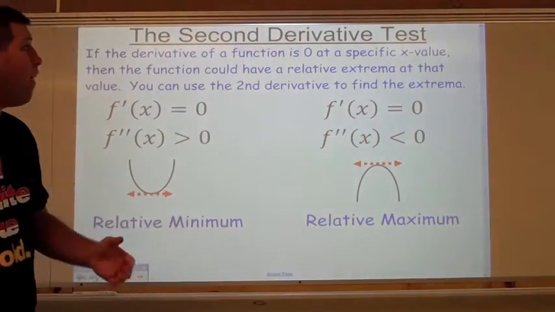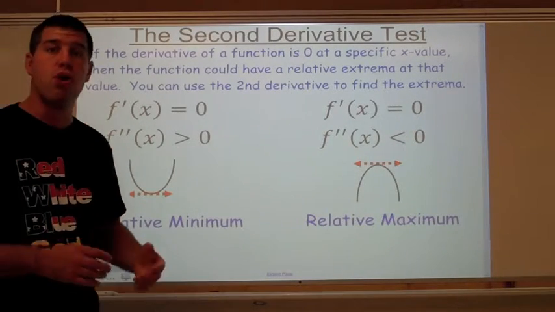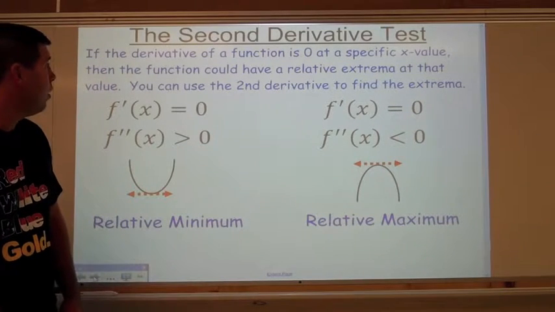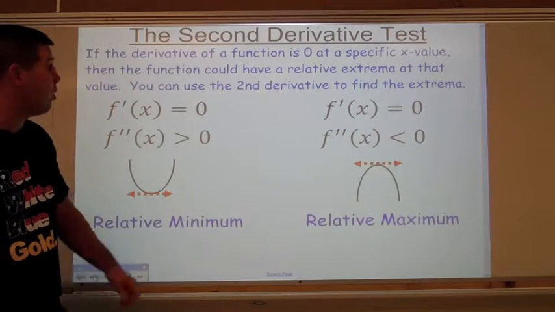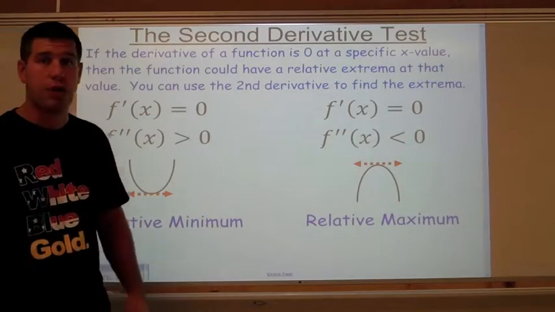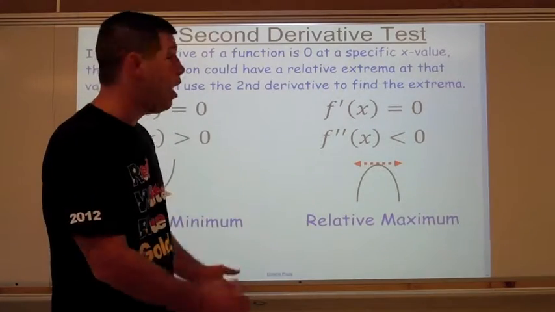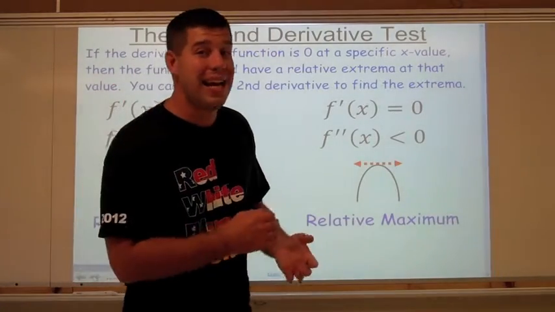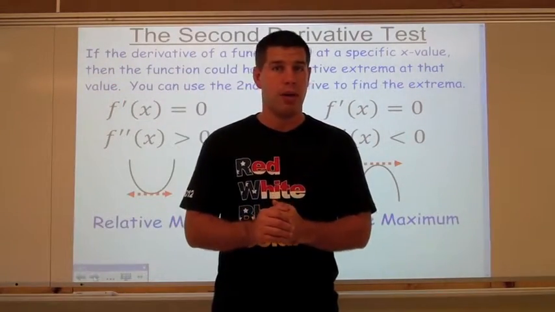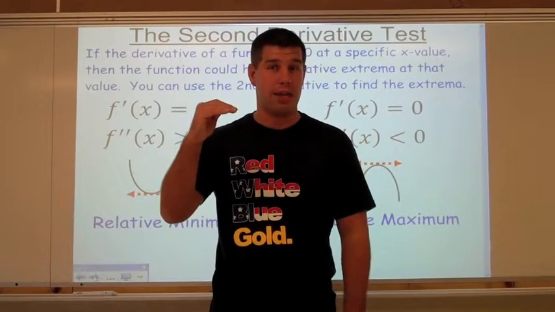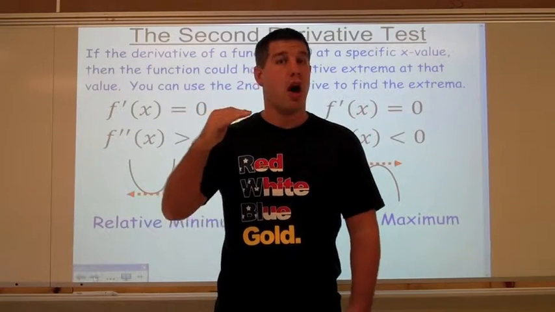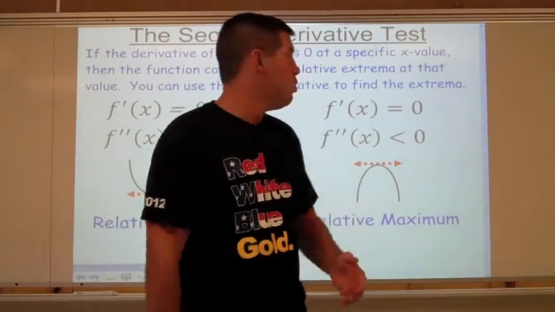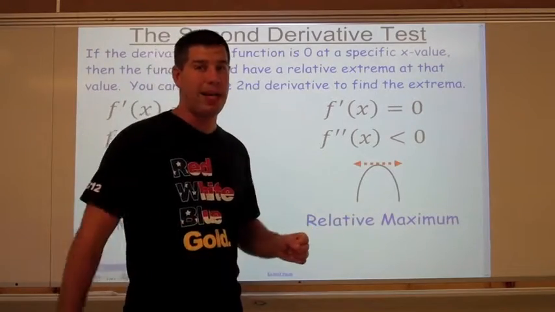So, if the first derivative of a function is 0 at a specific x value, or if the first derivative is undefined, then you could have a relative extrema there, a relative max or min. You don't have to, but you could. You can use the second derivative to find that extrema. And the idea is, if the first derivative is 0, you know that you have a horizontal tangent. So if you have a horizontal tangent, and you know the value of the second derivative, you can use that to see what the concavity at that point is.